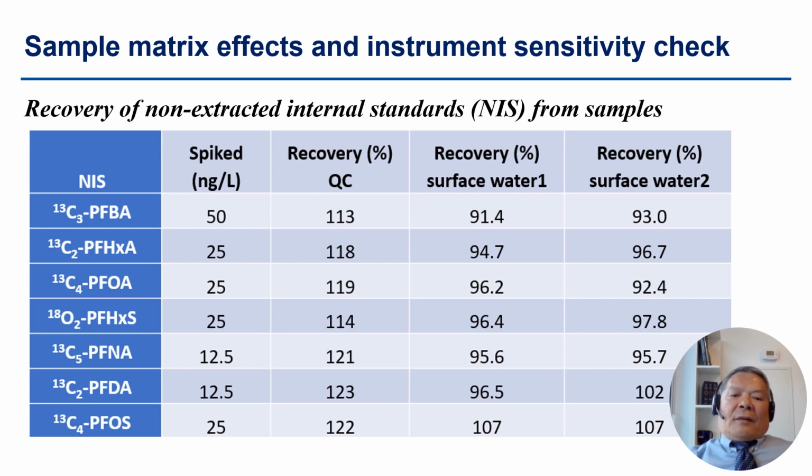Sample matrix effect can be evaluated by the recovery of the nulled extracted internal standard in a relatively pure sample, such as the QC sample prepared in reagent water, and in the real surface water. You can compare the recovery. If the recovery is lower, that means you have a matrix suppression effect. If it's higher, you have an enhancement effect. All our recoveries meet the EPA method requirement.